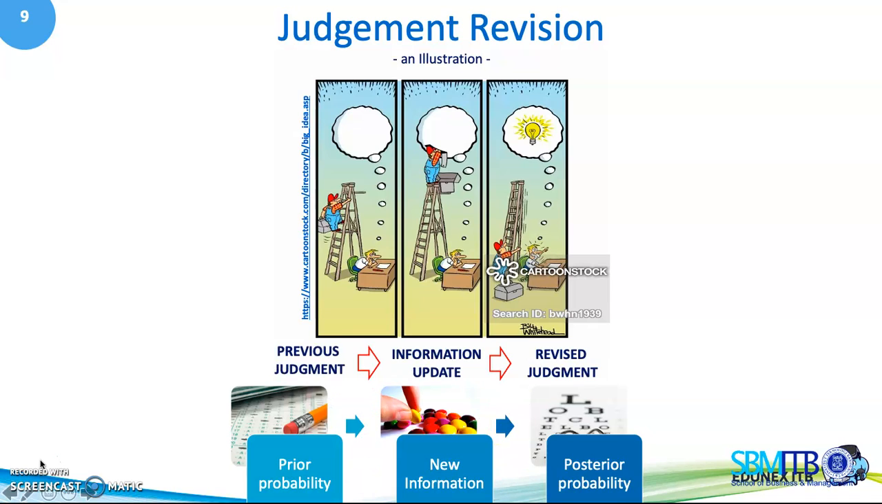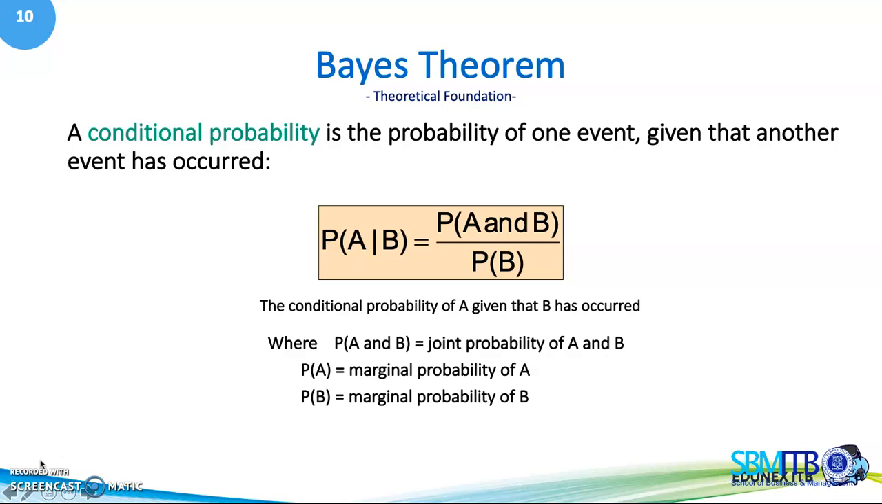The prior probability is your previous judgment. And then you update your information to become the revised judgment, that is the posterior probability. The posterior probability follows Bayes' theorem. This is the theoretical foundation, as you already know from the statistics course.